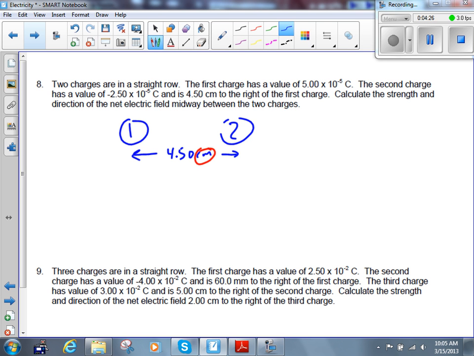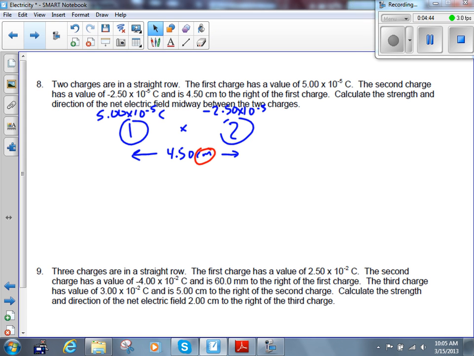We've got a charge here of 5.00 times 10 to the negative 5. We've got another charge of negative 2.50 times 10 to the negative 5. And we want to find the field strength midway between them, halfway in between them. Well, the first thing we do is draw this diagram, or complete the diagram at least, that we already have up on the board. The field caused by charge 1 is going to go which way?